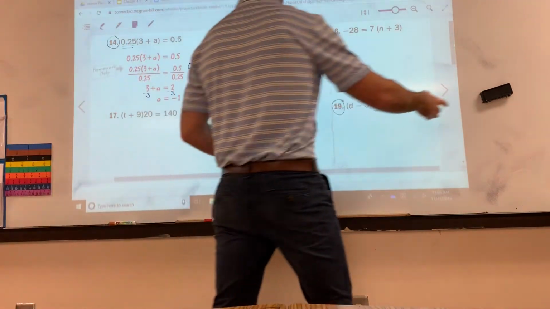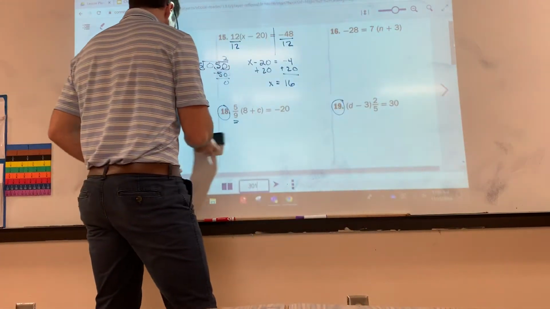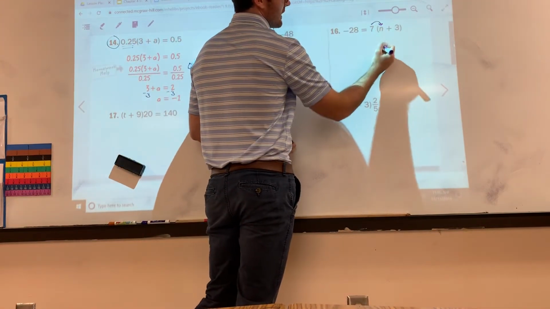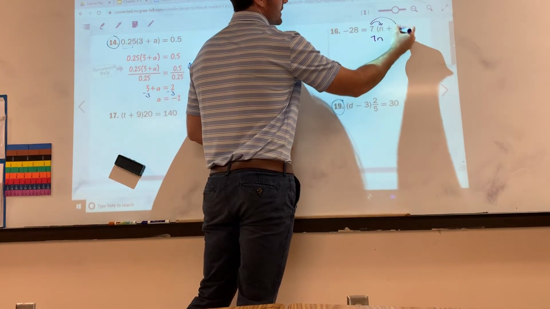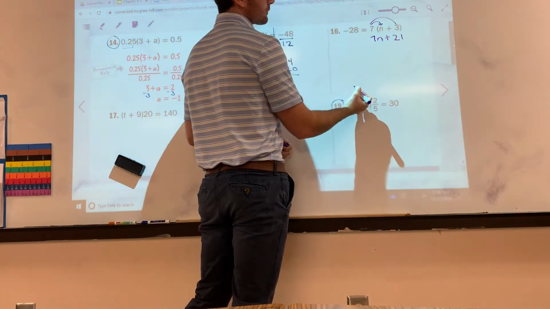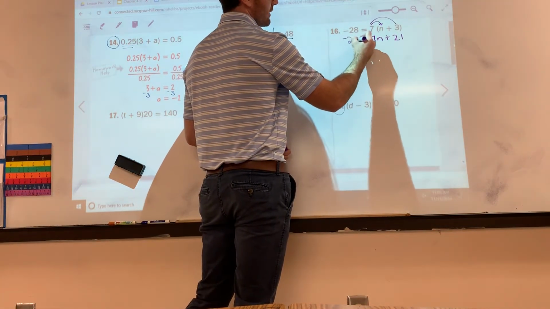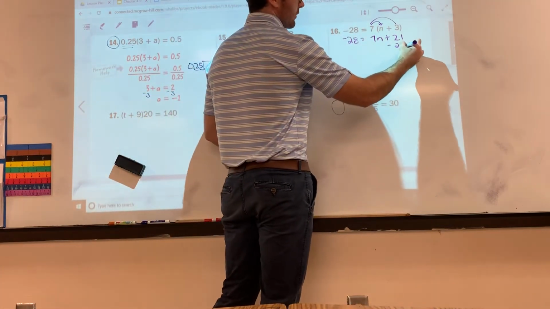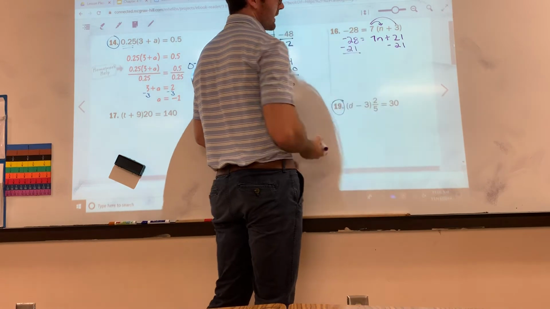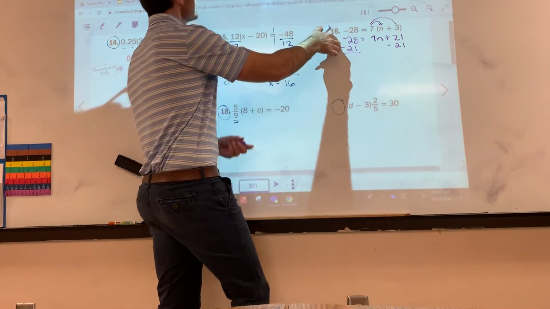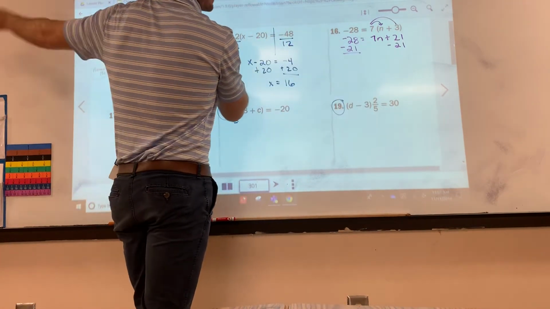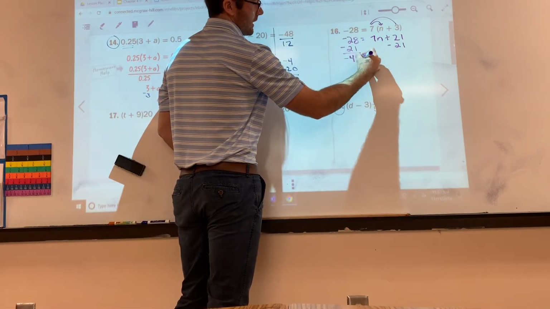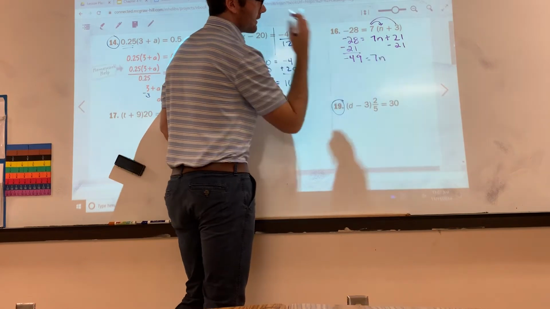Let's try the distributive method on number 16 so that y'all can see that in action. Okay, so we've got 7 times n is 7n, and 7 times 3 is 21. So I've got negative 28 equals 7n plus 21. Well, I have to subtract 21 from this side and subtract 21 from this side. These are the same signs. I'm already at negative 28 and I have to go back 21 more. Same signs, add and keep. So that's going to be negative 49 equals 7n.